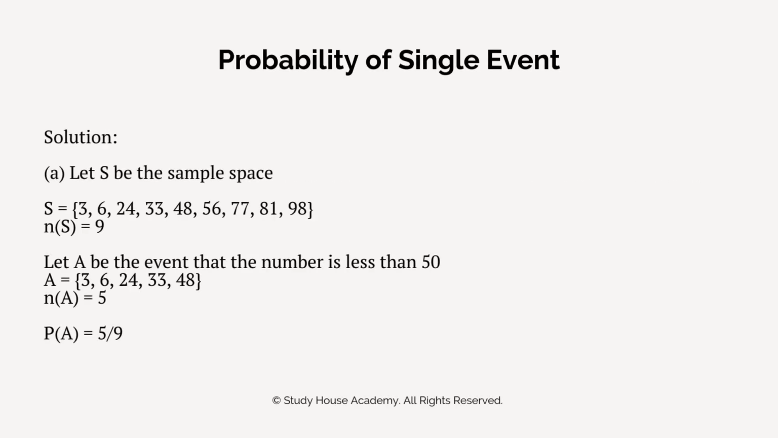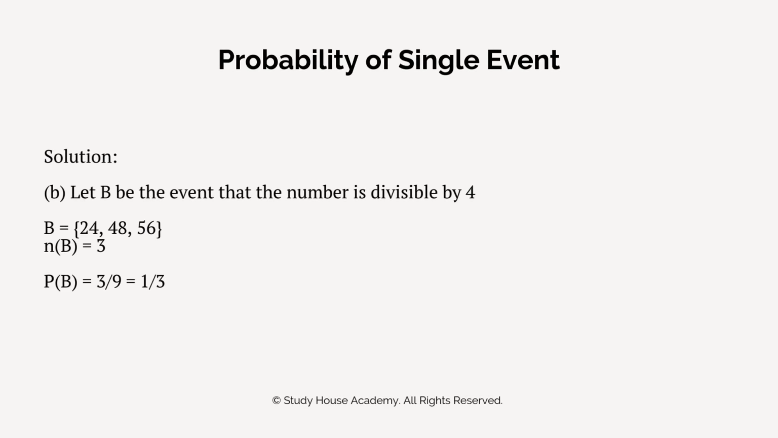Solution for part A. We list numbers less than 50: 3, 6, 24, 33, 48, so there are 5 favorable outcomes. Our probability becomes 5 out of 9. Solution for part B. Let B be the event that the number is divisible by 4. B has 3 favorable outcomes: 24, 48, 56. The probability becomes 3 out of 9.